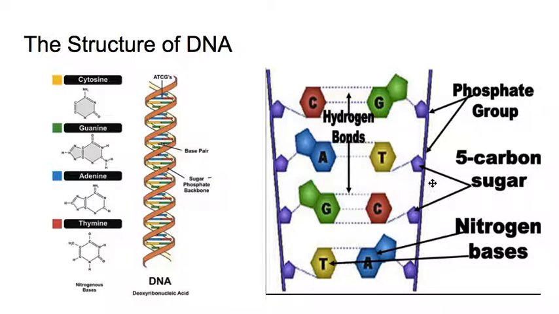Whereas here, the bonds on this backbone, the phosphate and the 5-carbon sugar, that's a really strong bond. It's a covalent bond. For all of our chemistry students out there, you should know that word, covalent bond. And that's a really strong bond because we do not want that to break. Okay.